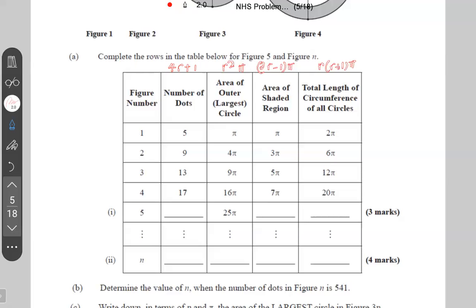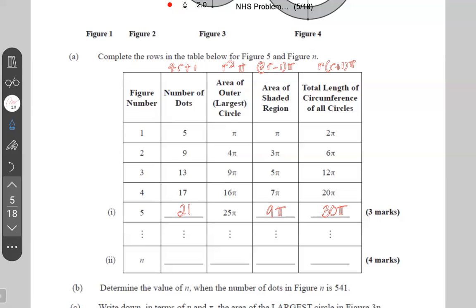All right, the dots are going up by 4. So for the 5th, you just simply add 4. This becomes what? 21. Did you get that? The next one is going up by 2, so this is just 9 pi. Do you agree? This is 5 times 6, so this is 30 pi. That's what we have so far. You should be able to pick it up. Did you get the 3 marks?